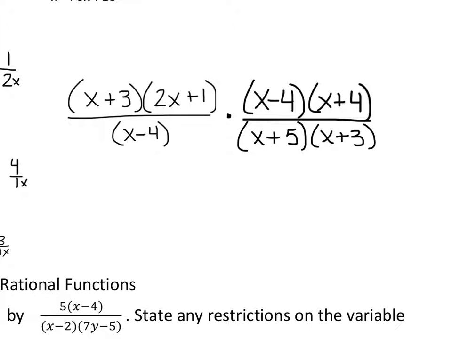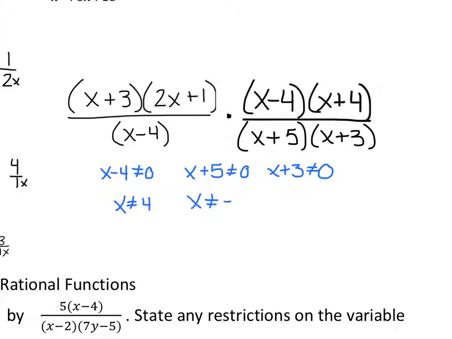All right, let's go ahead and do our restrictions on the variable, our points of discontinuity. So x minus 4 cannot equal 0. x plus 5 cannot equal 0. x plus 3 cannot equal 0. So x can't be 4. x can't be negative 5. x can't be negative 3. So we have 3 restrictions.